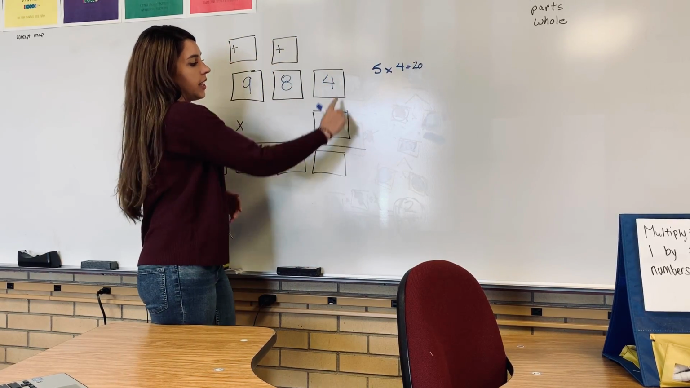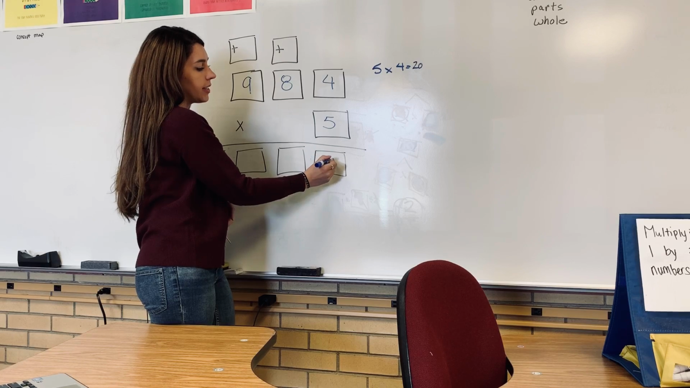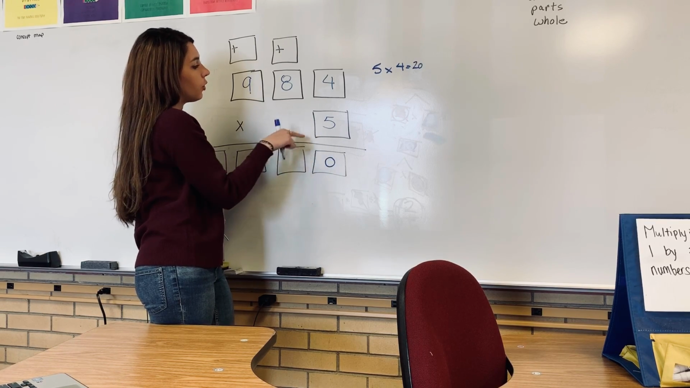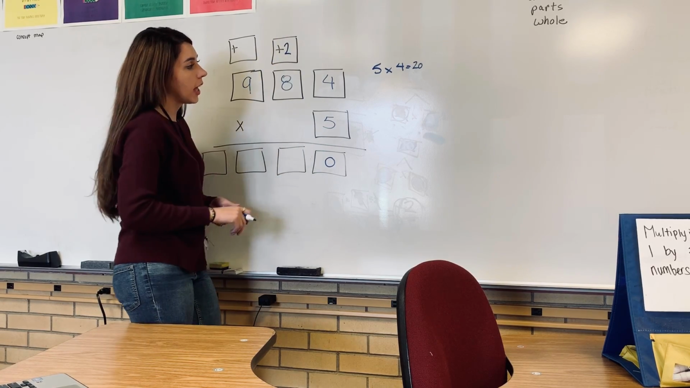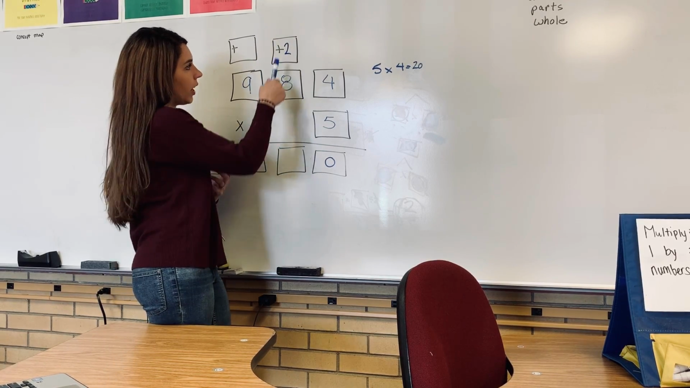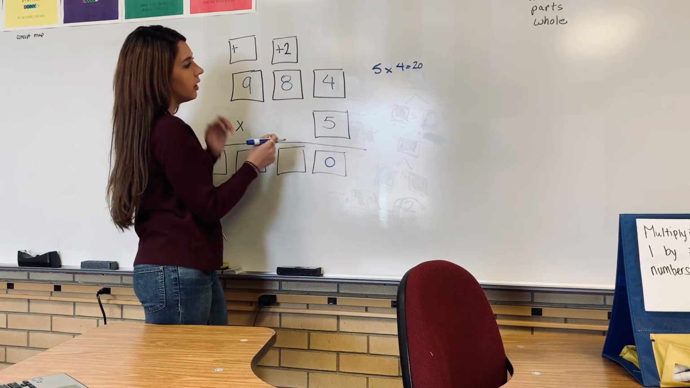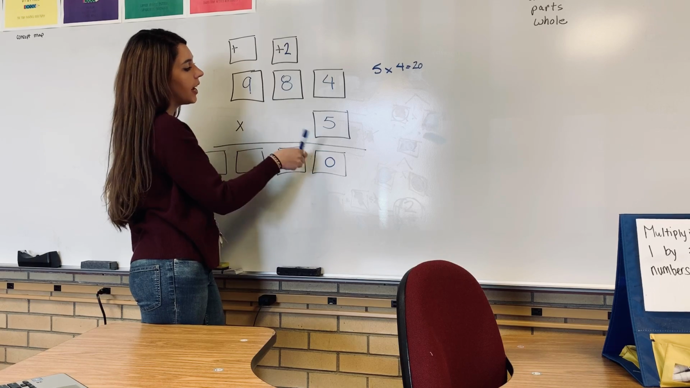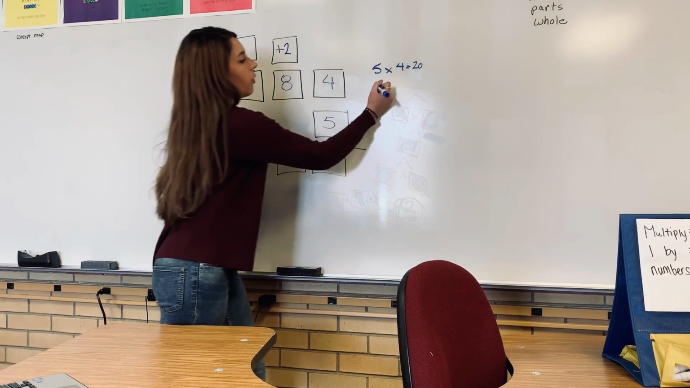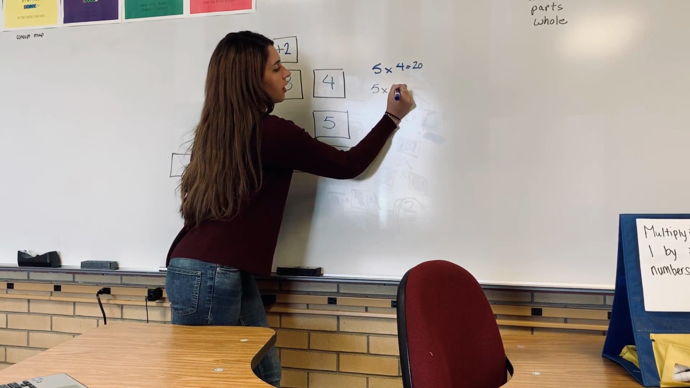Okay, so since this answer is 20, I'm going to put my 0 here, and my 2 is going to get carried all the way up here where it has the plus sign. Now I have this 20, it's just broken apart here. Now I do 5 times 8. I'll write that here, that's what I'm doing next.